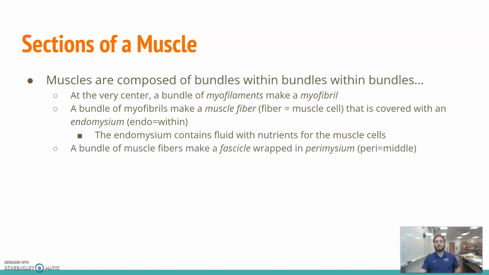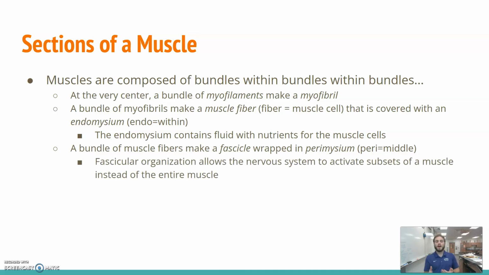A bundle of muscle fibers is going to make a fascicle, which is going to be wrapped in connective tissue known as the perimysium. The fascicles are going to be really important for your nervous system to be able to activate certain parts of a muscle, so you don't end up activating and contracting a full muscle and getting the full tension out of that muscle when all you need is very little force to lift that feather off the ground.